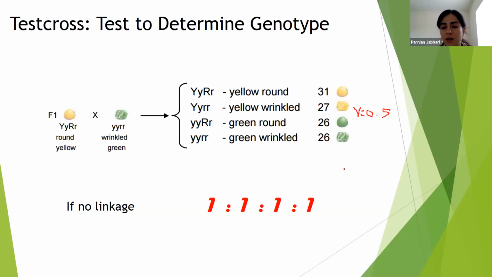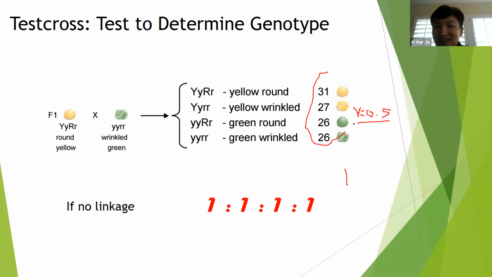So in this case, R equals 0.5 for the non-linkage. If these two genes are unlinked, if they are on two different chromosomes, you're going to see 1 to 1 to 1 to 1. And if you use the map function to calculate R, the maximum realized value for R should be 0.5. So all of us should memorize this. R cannot go beyond 0.5. Otherwise, go back and check your calculation.